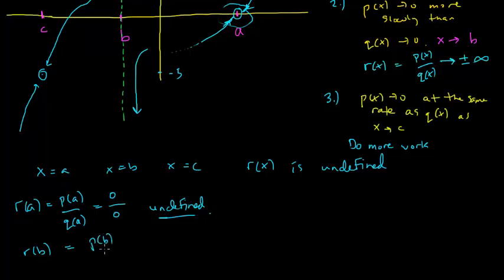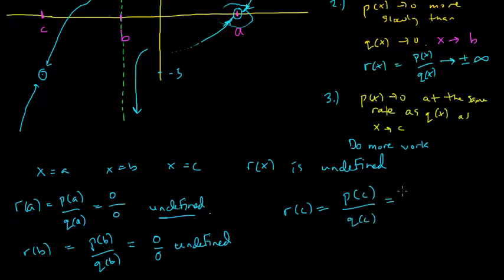Right? r of b is p of b over q of b, which is still 0 over 0, which is undefined. In this case, we don't have to worry about where to put the hole. This vertical asymptote kind of takes the place of that hole. It represents that there is no function value there. And in the last case, r of c, well, again, that's still p of c over q of c, which is 0 over 0, which is undefined. And so we look at that number that our function's approaching, and right when we get to that number, we just put a hole in there to represent that there is no function value when x equals c.